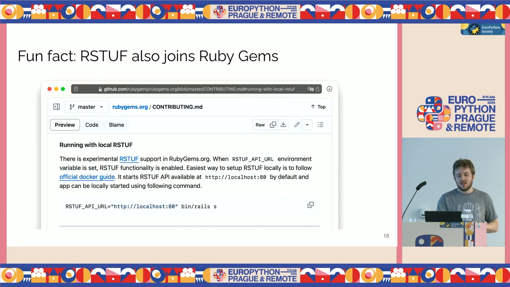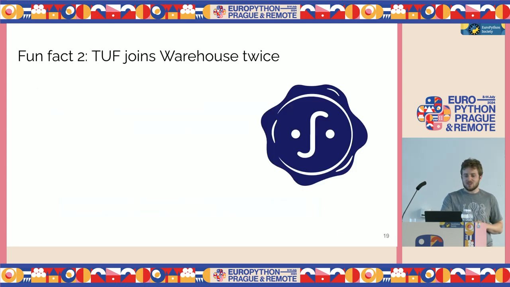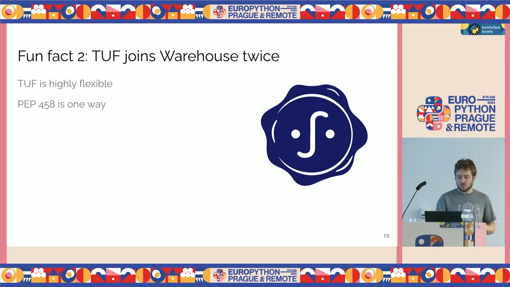And another fun fact, which ties back into the previous talk about trusted publishers, this is a bit of a tangent, and not really related to PEP 458, more or less complementary. So TUF actually gets into warehouse from a different angle. As I said, TUF is highly flexible. It can be used as it's used by PEP 458. That's one way of using it. But it's also used for Sigstore root signing. So that's where we get a lot of users for the Python TUF implementation.